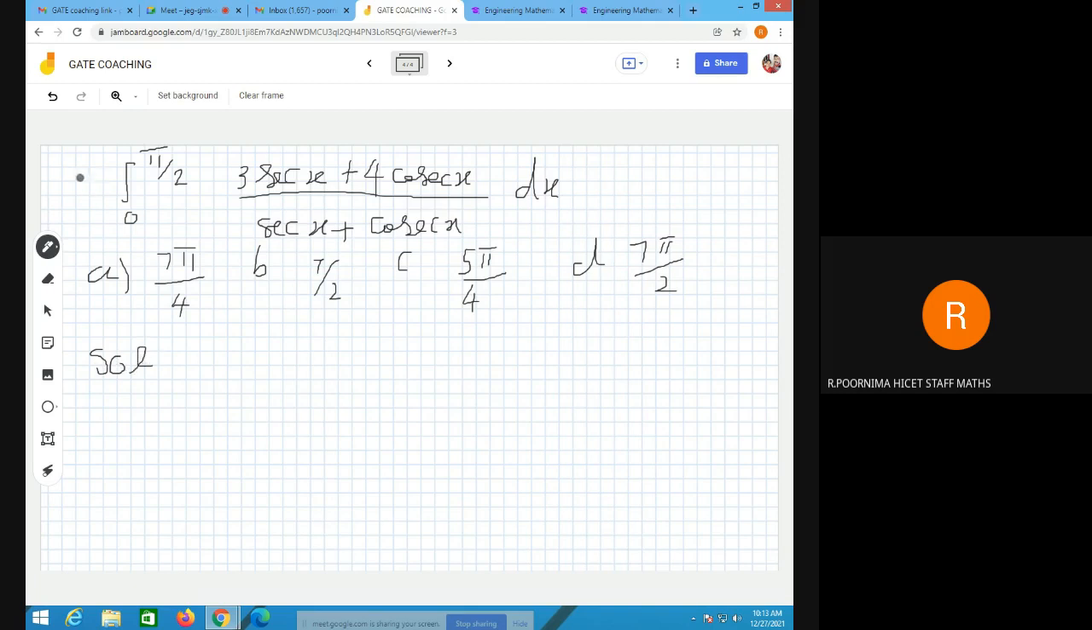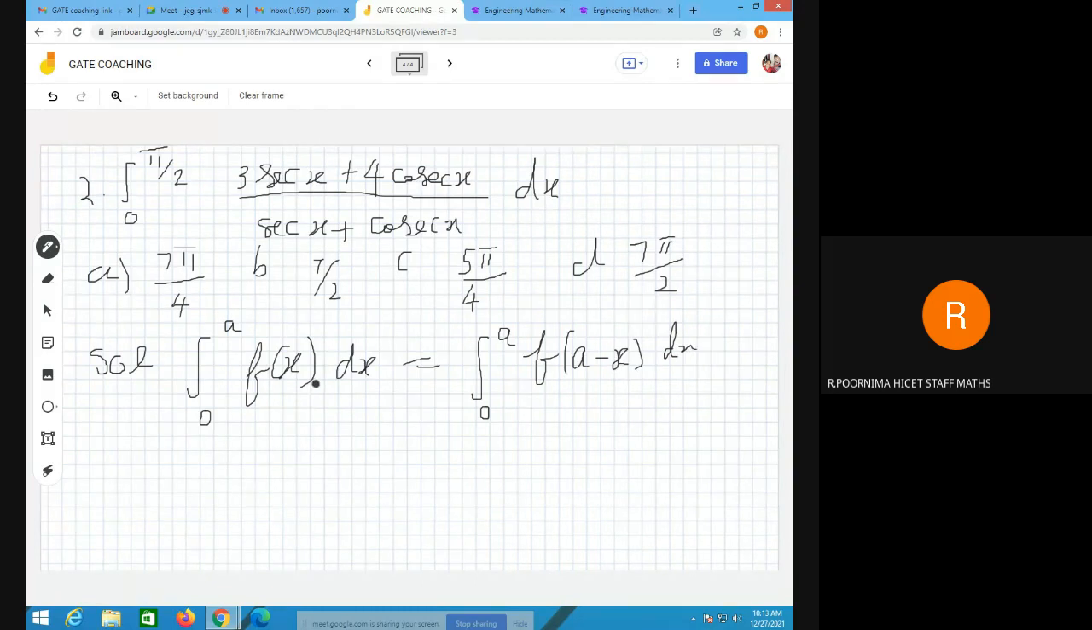If a trigonometric function is there, you have to use this property, integral 0 to a f of x dx. This is the short form to get the answer. Integral 0 to a f of x dx is equal to integral 0 to a f of a minus x dx. Here a is the upper limit. This is the property we are going to use when a trigonometric function is inside the integral.